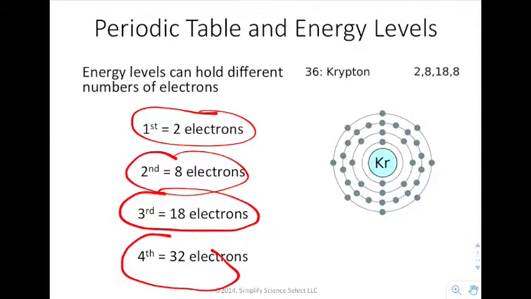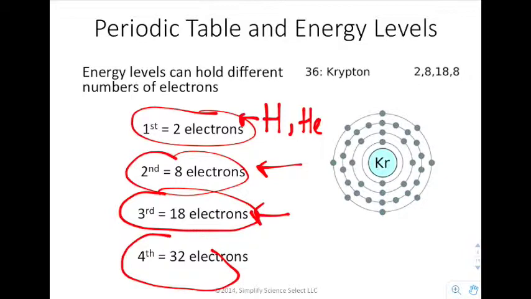So whenever we say the first shell can only hold 2, that's why things like hydrogen and helium are happy with only 2 electrons, because they have a full valence shell. Whereas most things need 8 electrons in their valence shell in order to be satisfied. And there are also things that need 18 when you start to move down the periodic table.